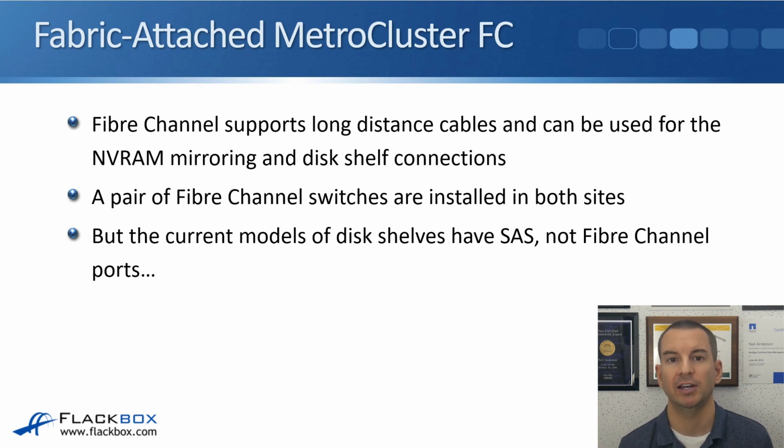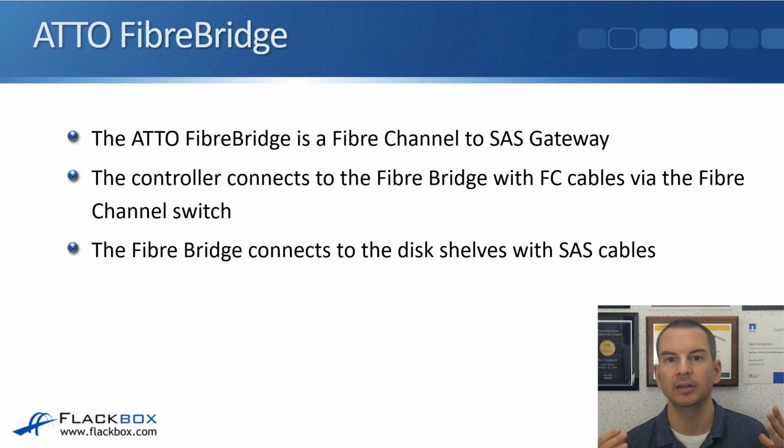So the Fibre Channel is going to allow us to have connections between the two sites, but the current models of disk shelves have SAS ports in the back. They don't have Fibre Channel ports, so how are we going to connect to them with Fibre Channel? Well, we add another piece of equipment to solve that problem. That is the ATTO Fibre Bridge. It is a Fibre Channel to SAS gateway.